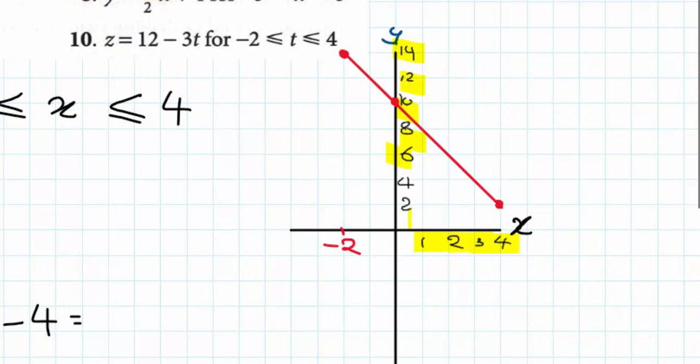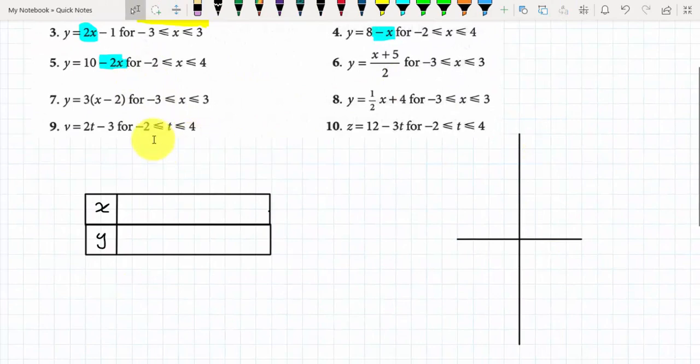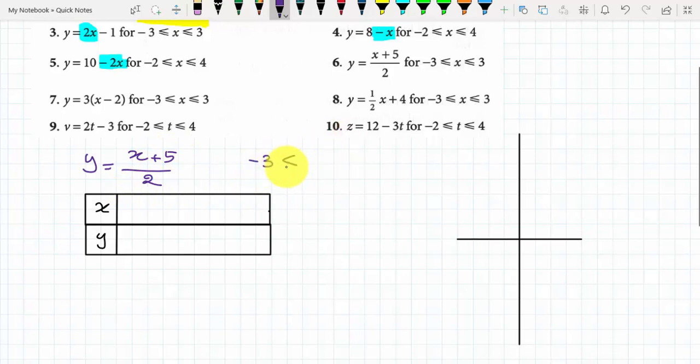Now question 6, it looks like a rational function, like it's simply a fraction. Then let's do it. When you see something is not clear, you can straight away comment below and write the time. Okay, question 6. This time we have a fraction. Y is equal to x plus 5 over 2, and the interval is from -3 all the way to 3.